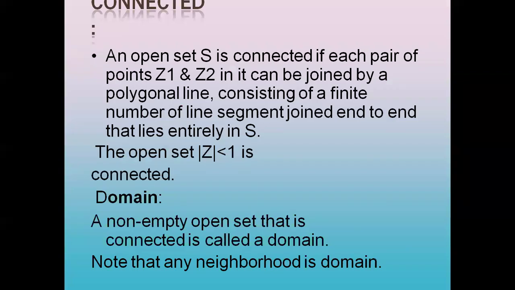Okay, next, connected set. An open set S is connected if each pair of points z1 and z2 can be joined by a polygonal line. So connected means that in the open set S, any two points can be connected by a polygonal line. Next we see the domain. A domain is any nonempty open set that is connected.